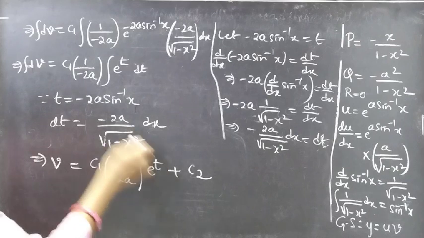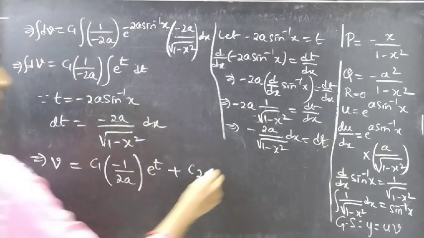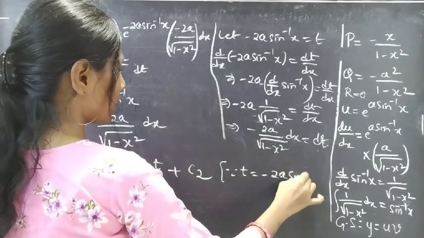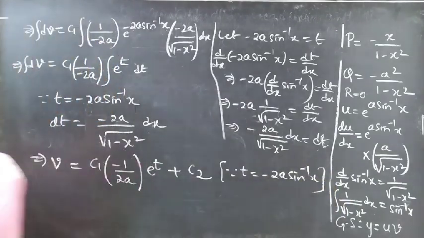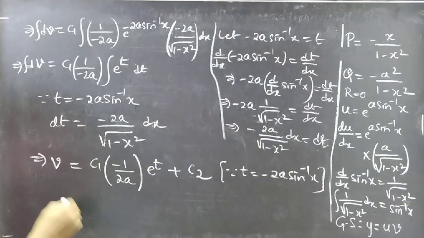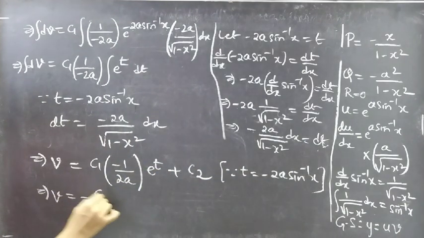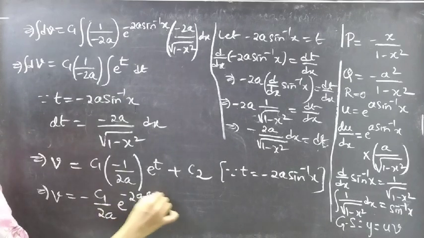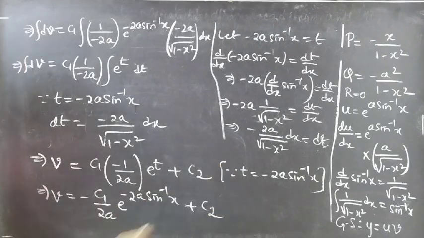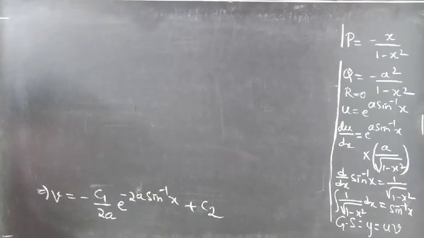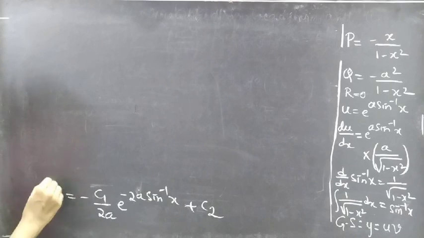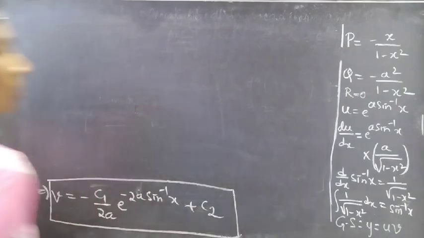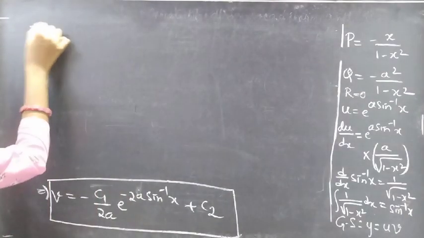Now just replace t by minus 2a sine inverse x, since t equals minus 2a sine inverse x. So we'll replace this t by minus 2a sine inverse x and we'll get v equal to minus c1 by 2a into e power minus 2a sine inverse x plus c2, which is our required v. So we got v and already we have u. Let's now write the general solution.